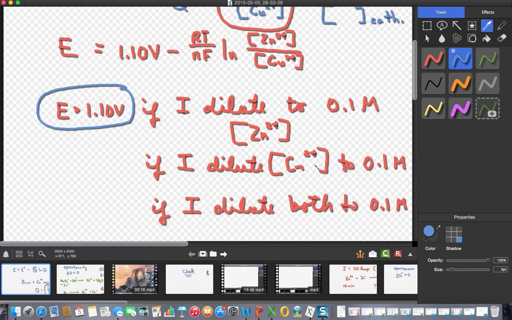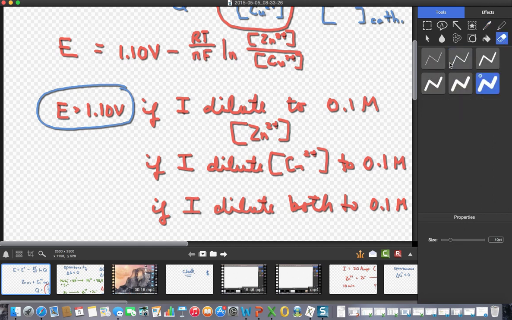what happens in the second process. If I dilute Cu2+ to 0.1 molar, so this becomes larger and this becomes smaller. And I just see a mistake. So let me go back and restate my claim on this. So let's go back to the first one. Sorry about that. Sometimes it happens.